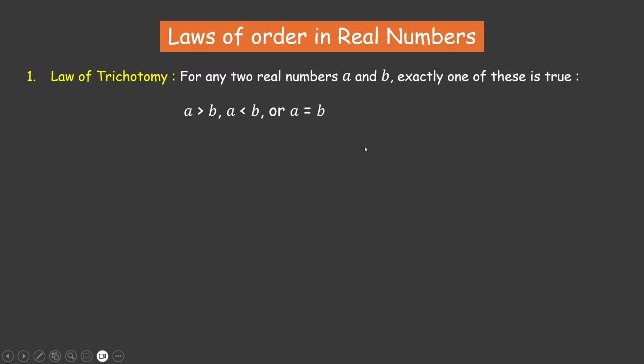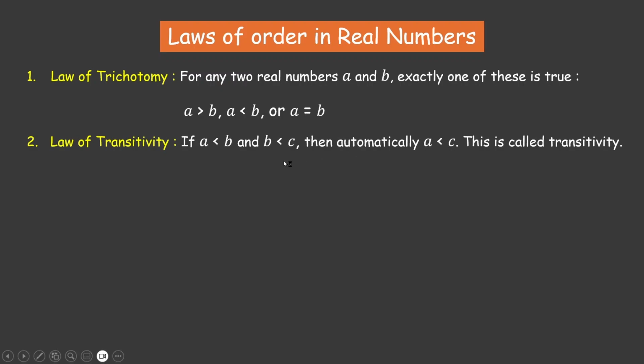Then we have the law of transitivity. If A is less than B and B is less than C, where A, B and C are real numbers, then automatically A is less than C. This is called transitivity. Let us take one example. 2 is less than 5, 5 is less than 9. This implies 2 is less than 9.